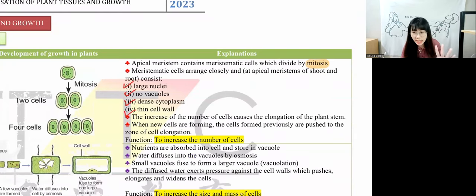These four characteristics are the characteristics of meristematic cells. If they ask you to write the characteristics of the cell, you have to say they have a larger nucleus, they have no vacuole, they have dense cytoplasm and thin cell wall. Okay, so these are the four parts that you have to know. Large nuclei, no vacuole, dense cytoplasm, thin cell wall. So when they are growing more and more, they will push the cells into the next zone. It's called the zone of cell elongation.